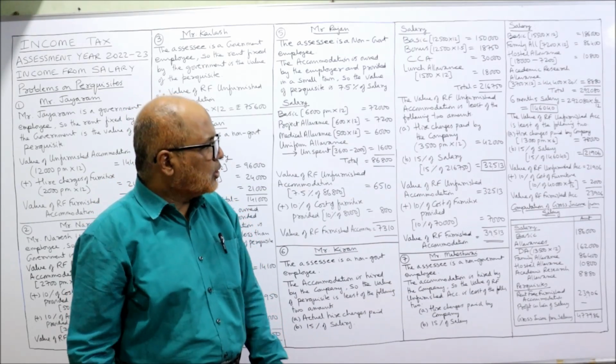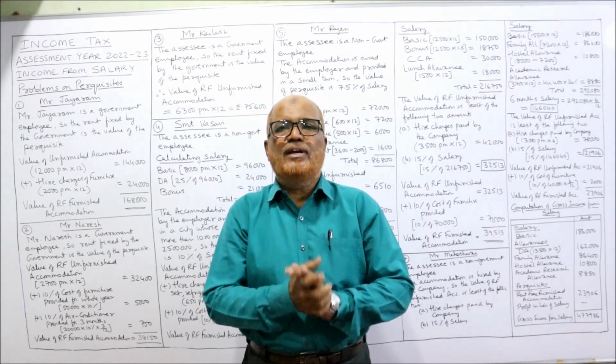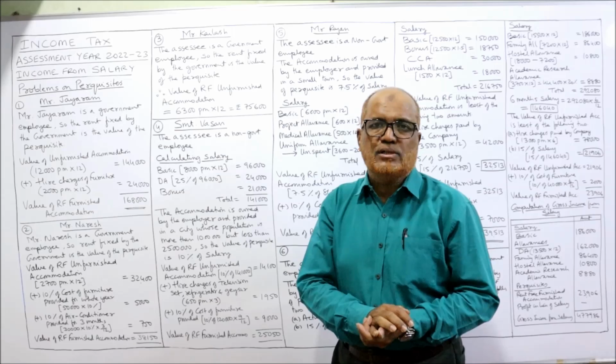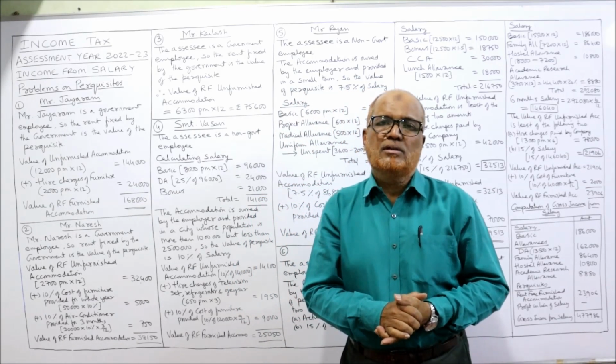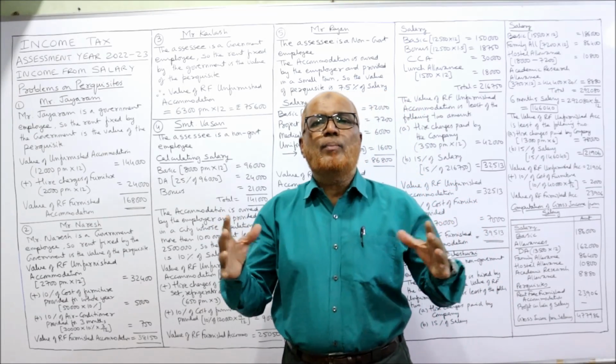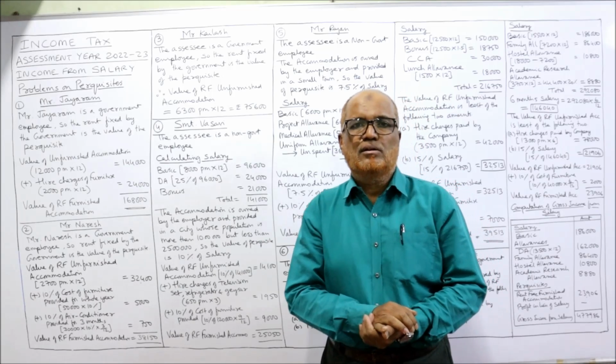That's it. So totally 7 problems I have explained to you in this first video on problems on perquisites. So remember, these problems are very, very important. Later on, we have to do the main comprehensive problem, but those problems depend on these provisions.